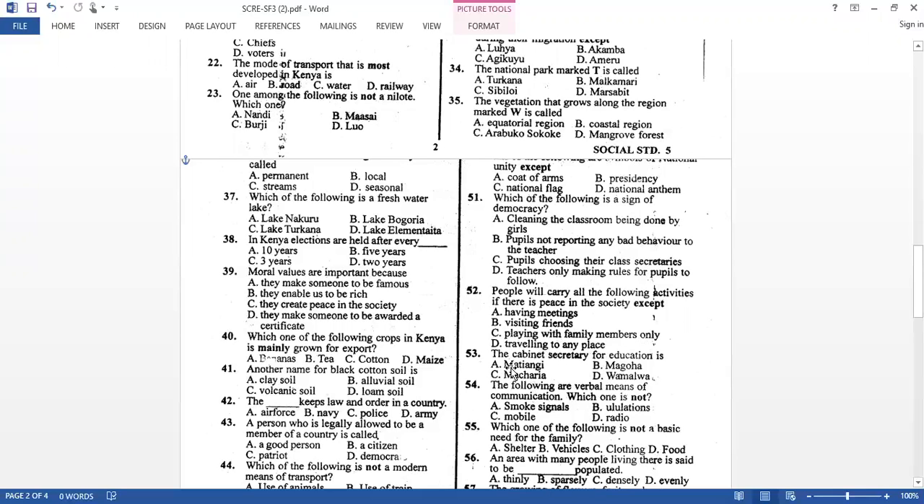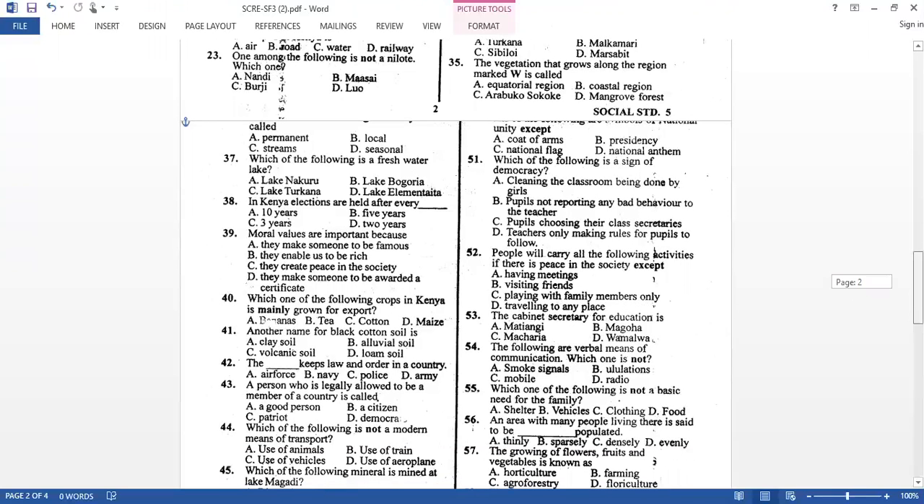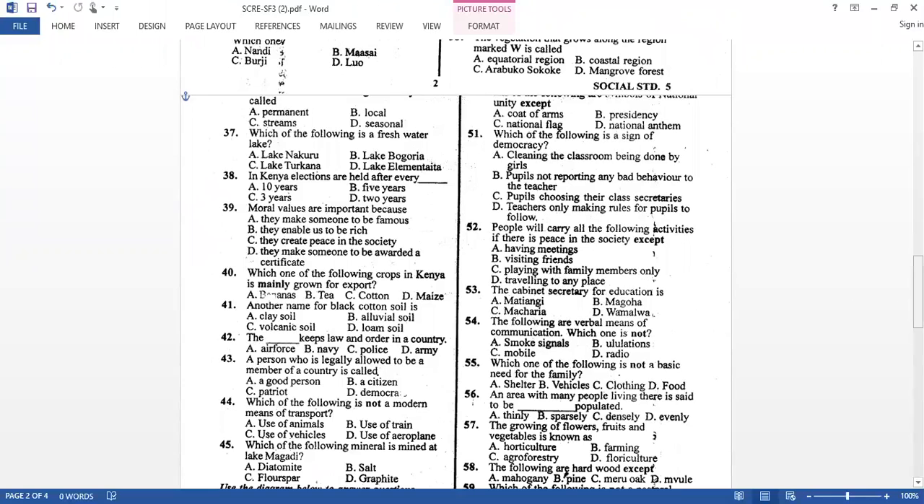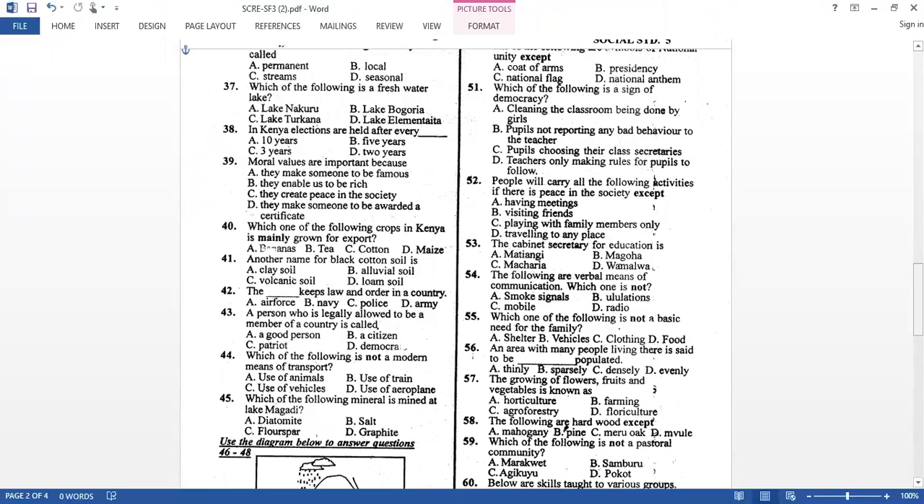Who is the Cabinet Secretary of Education? Remember Professor Magoha, who is our professor, our Cabinet Secretary for Education currently.